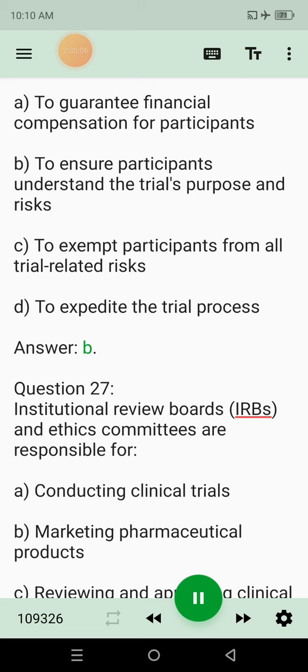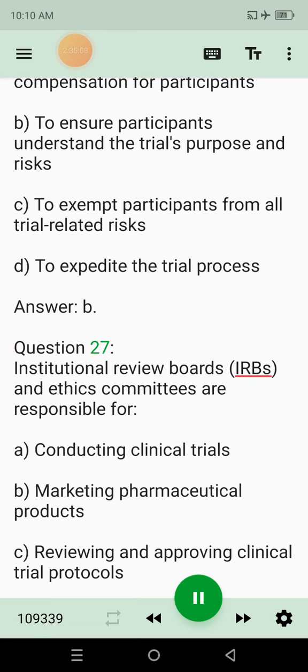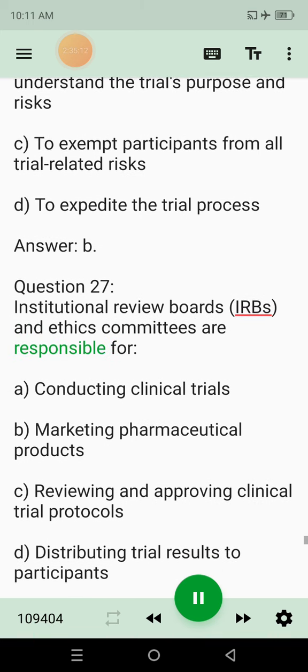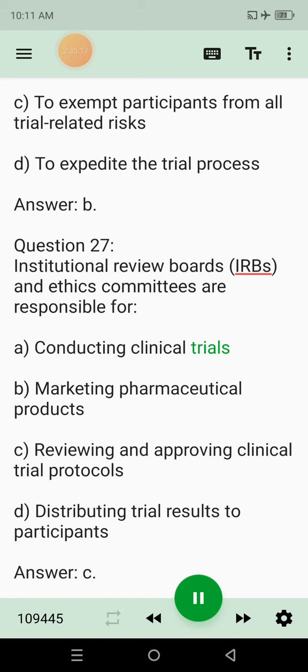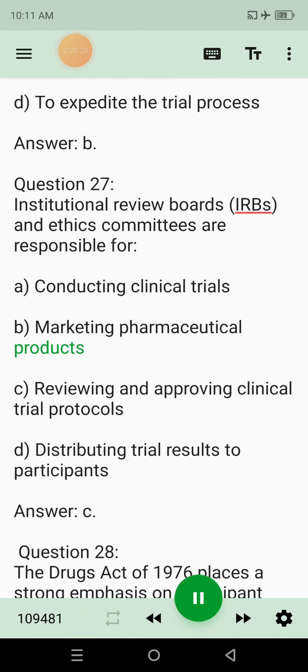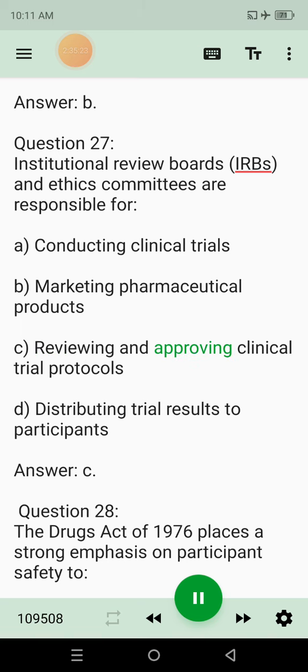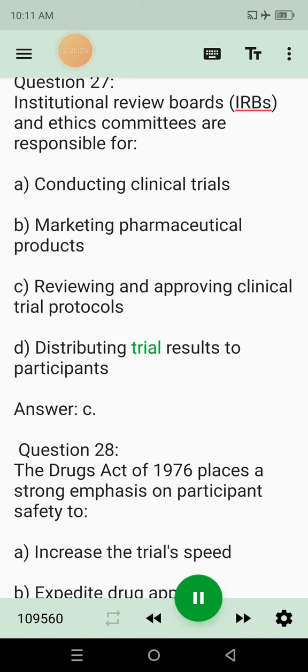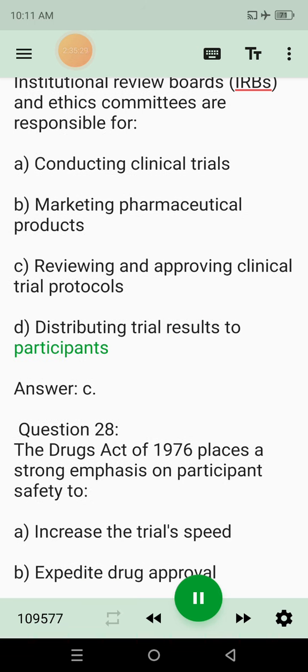Answer: B. Question 27. Institutional review boards (IRBs) and ethics committees are responsible for A. Conducting clinical trials. B. Marketing pharmaceutical products. C. Reviewing and approving clinical trial protocols. D. Distributing trial results to participants.